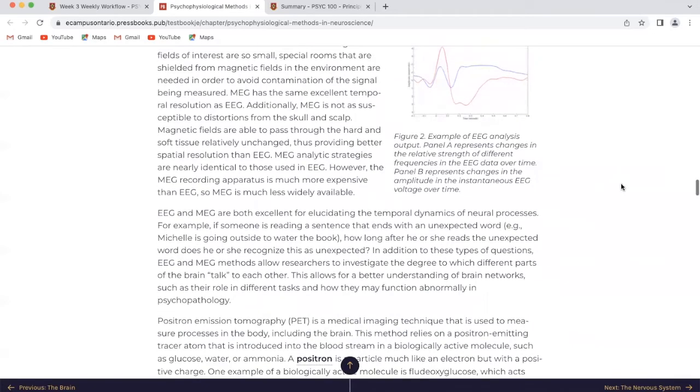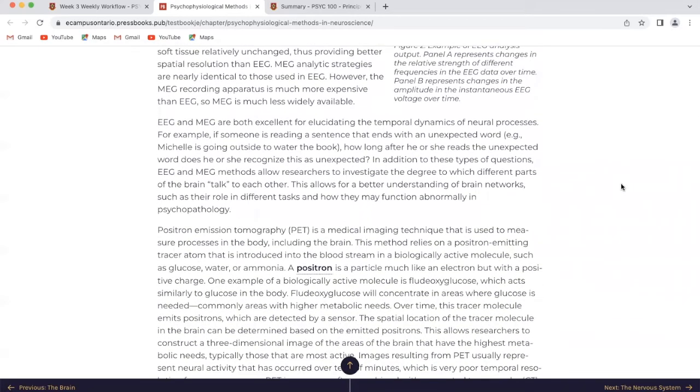EEG and MEG are both excellent for elucidating the temporal dynamics of neural processes. For example, if someone is reading a sentence that ends with an unexpected word, how long after he or she reads the unexpected word does he or she recognize this as unexpected? In addition to these types of questions, EEG and MEG methods allow researchers to investigate the degree to which different parts of the brain talk to each other. This allows for a better understanding of brain networks, such as their role in different tasks and how they may function abnormally in psychopathology.